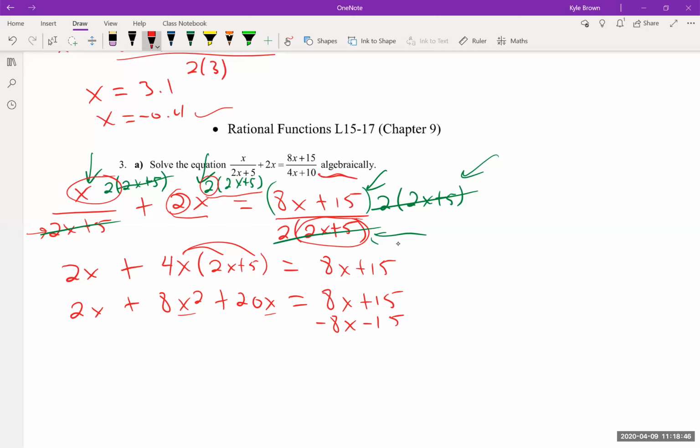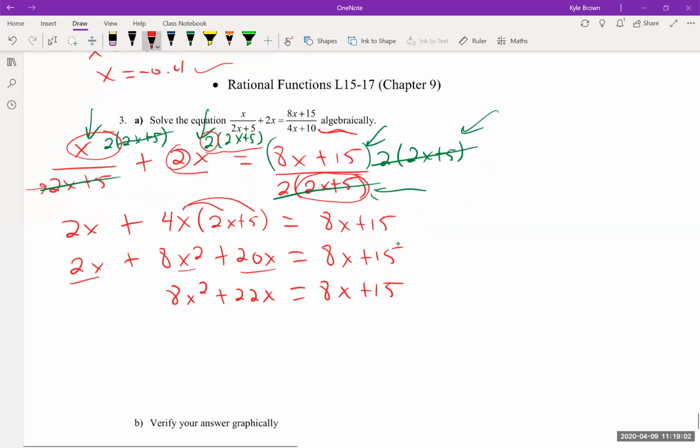Okay. Actually, you know what? Let's do one more step just so we don't get lost here. Let's combine this one and this one. So we're going to have 8x squared plus 22x is equal to 8x plus 15. And now I'm going to subtract 8x and I'll subtract 15 at the same time.